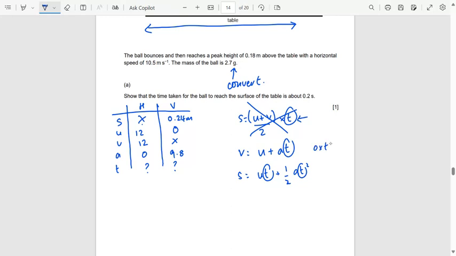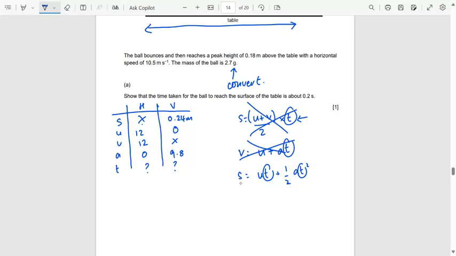If I'm trying to find t, it's going to drop out to 0. So I can't use it in the horizontal. Can I use it in the vertical? My v is, I don't know. So I can't use this. So I can't use this one either, automatically.